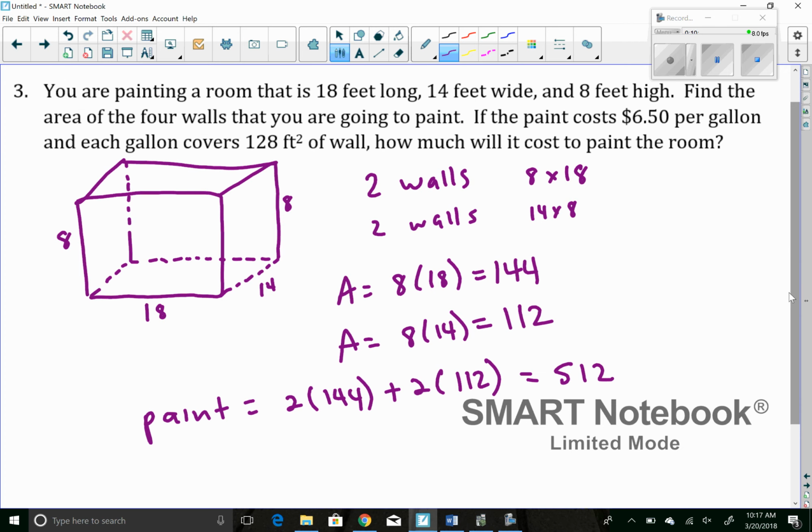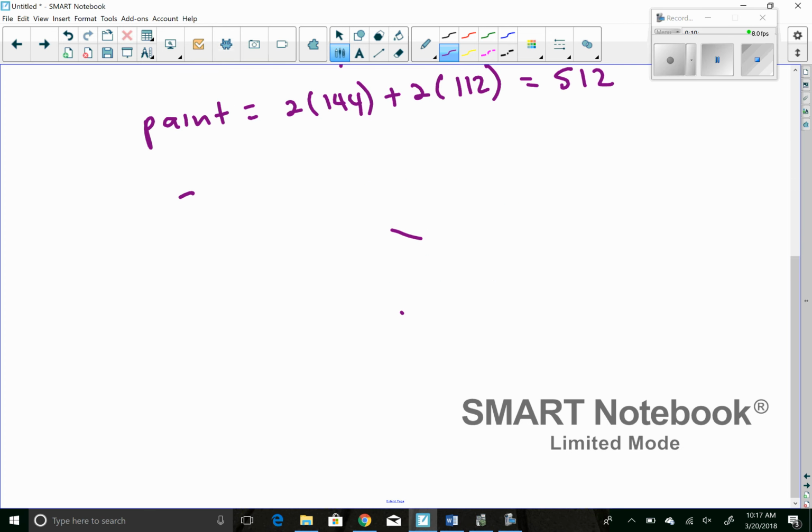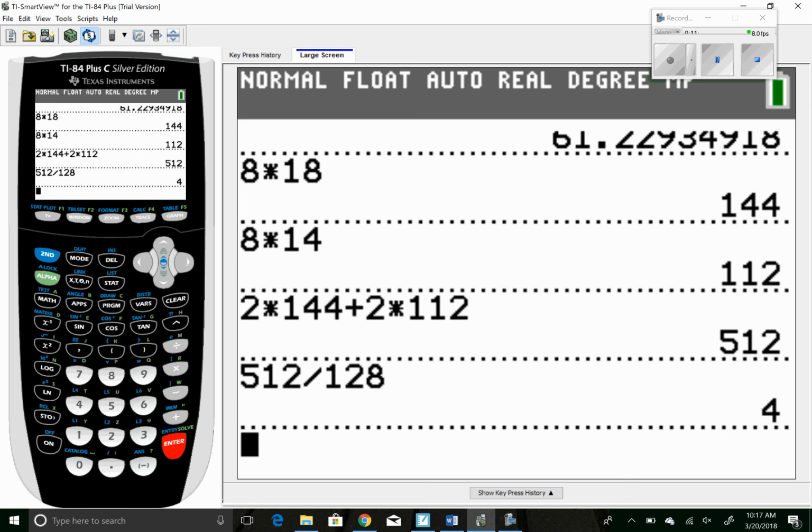So it says, each gallon of paint costs $6.50. That's a really cheap gallon of paint, by the way. And each gallon of paint covers 128 square feet of wall. Well, I have 512 square feet of wall. So to figure out how many gallons, I have to figure out, well, if I have 512 square feet, and each one covers 128 square feet, whatever this decimal comes out to be is going to help me determine how many gallons of paint to buy. So if I do 512 divided by 128, I get 4 gallons of paint.